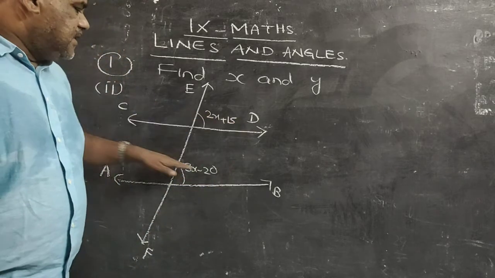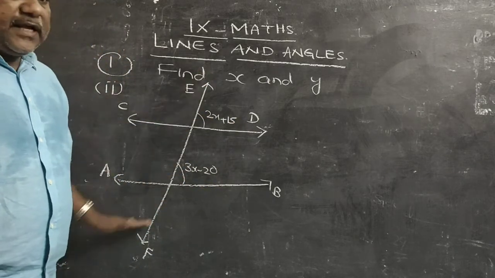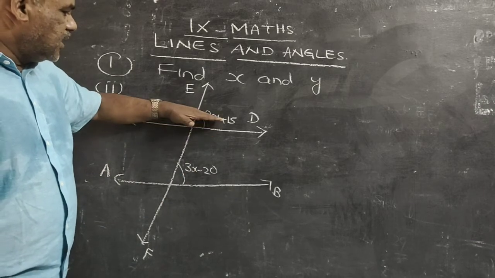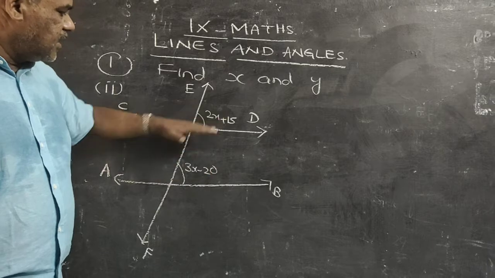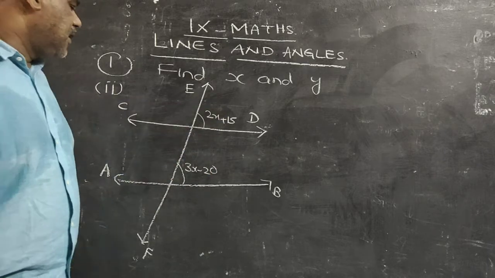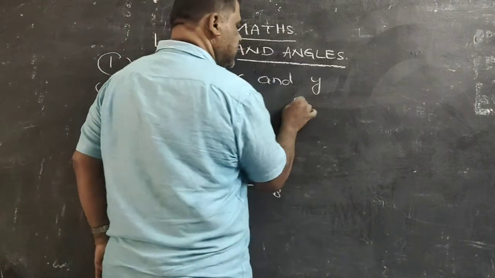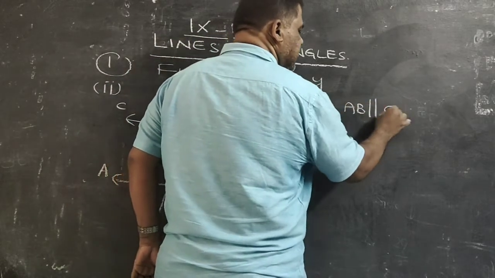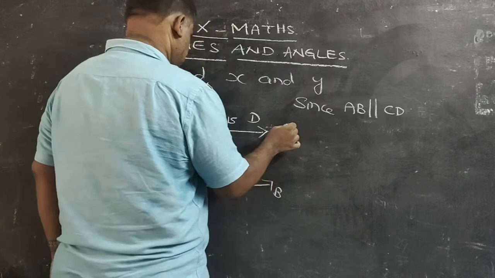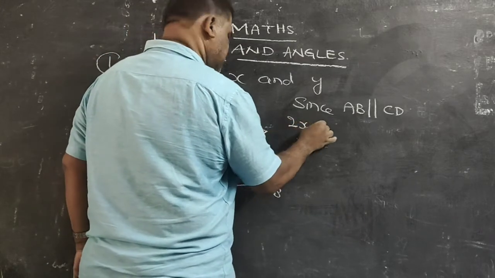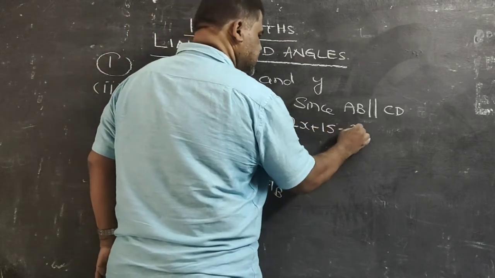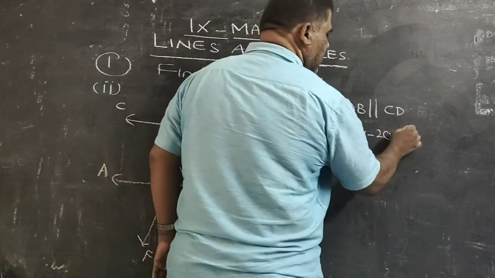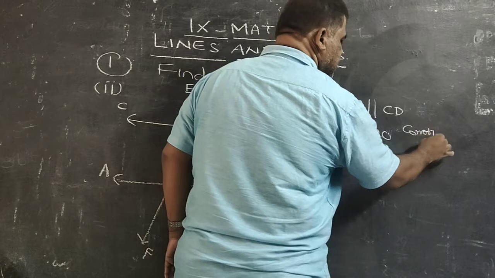Here if two lines are parallel and EF is a transversal, these two angles are called corresponding angles. It is above the line, here also it is above the line. They are called corresponding angles. Corresponding angles are equal. Since AB is parallel to CD, 2x plus 15, this angle is equal to 3x minus 20. That is, they are called corresponding angles.